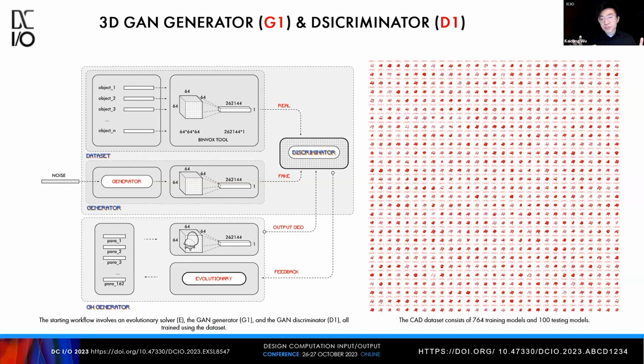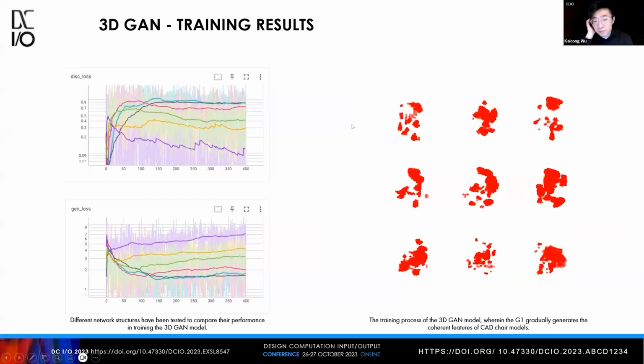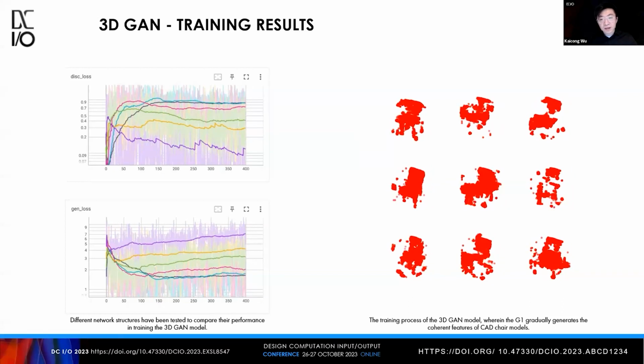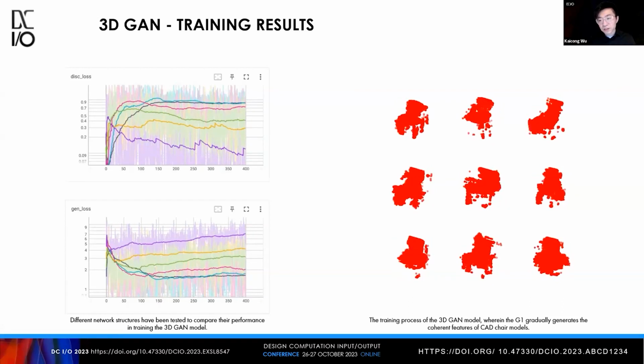We use these data sets to feed into our neural networks to train both the generator and the discriminator. As the previous presenters mentioned, the generator and the discriminator compete with each other in order to generate more realistic solutions, but also to distinguish the differences between a generated model and a real designed model. We tried a couple of different neural network architectures, and then finally found one that gave us satisfactory results.